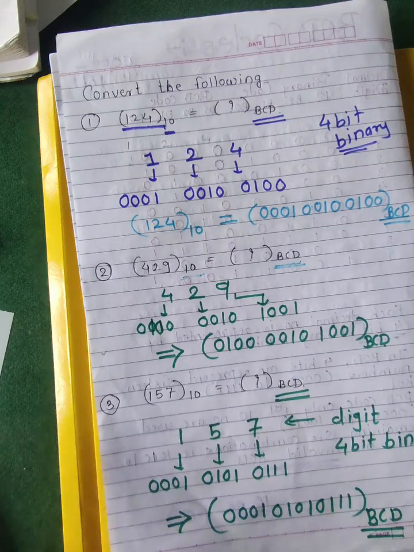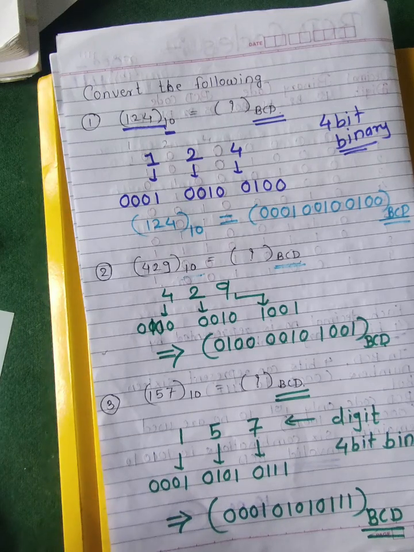Once again, BCD consists of only the numbers 0 to 9. That means 10 combinations of 4-bit binary, and we have to write each digit as a 4-bit binary number. Okay. In this video we saw BCD numbers and how to write them. In the next video we will see addition of BCD numbers.